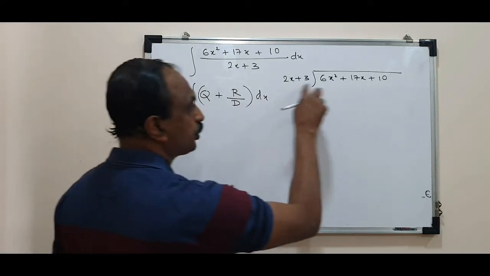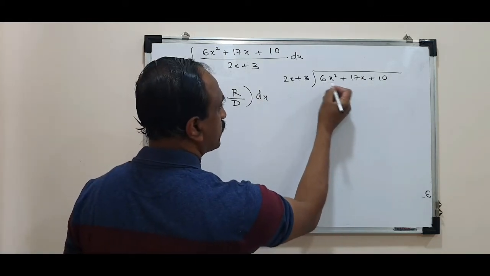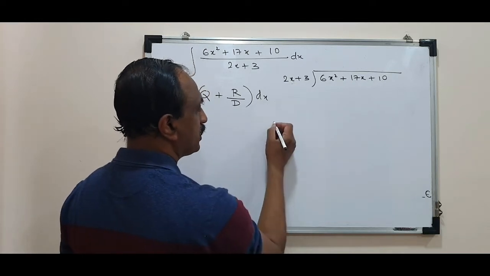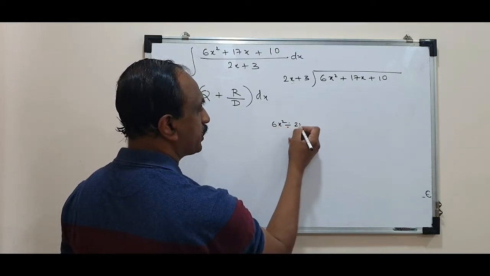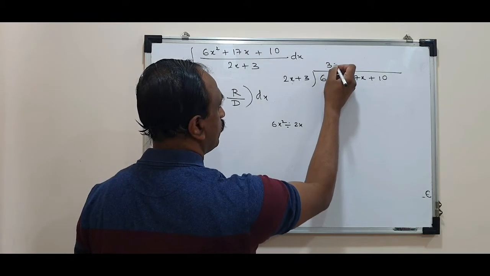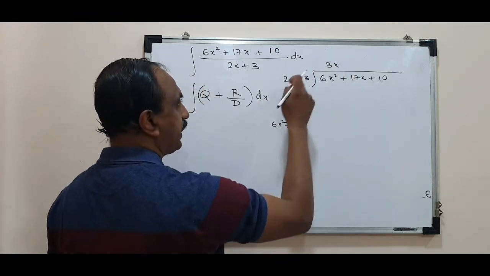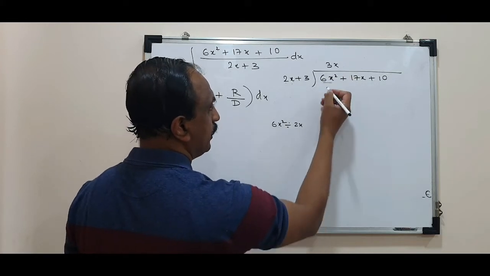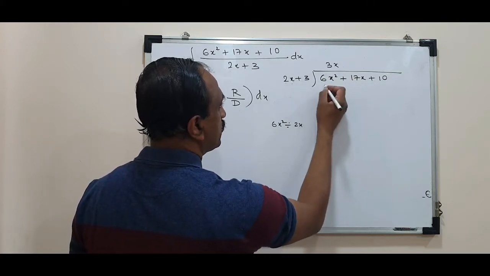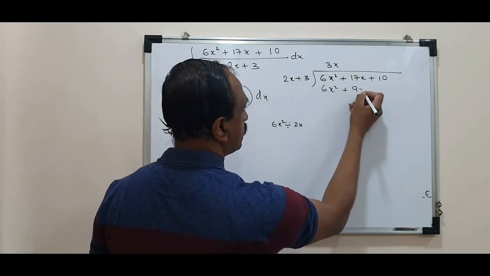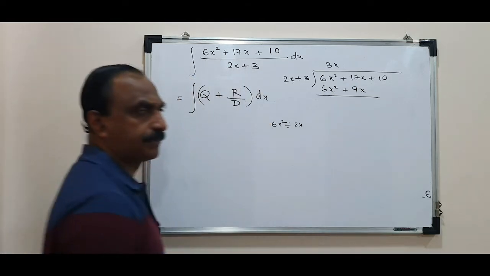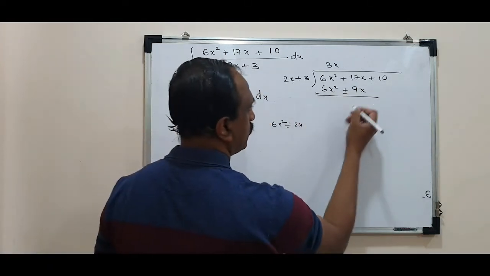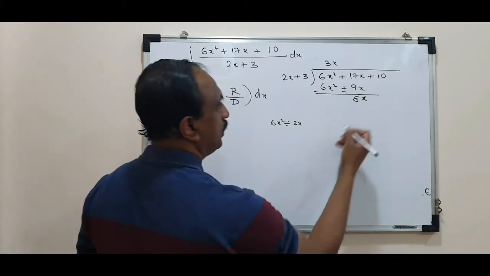So your first aim is to divide it. So 6x squared divided by 2x. So you will get 3x. Now multiply 3x with 2x plus 3. So first divided by first will give you this answer. So you will get the answer as 6x square plus 9x. Now subtract. We are left with 8x and 10.